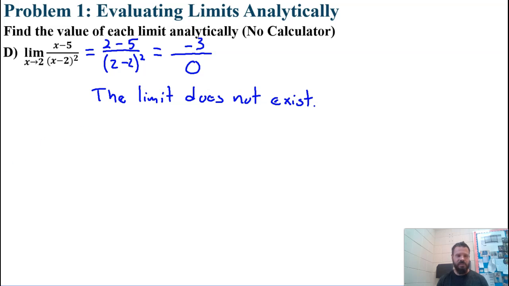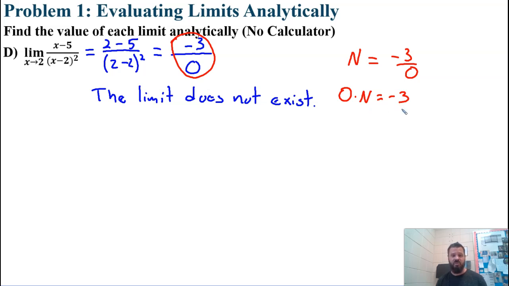Limit does not exist because if I think in terms of this fraction we ended up with here, if we did have the limit equal to some number, negative 3 over 0, and again, let's think about turning that into a multiplication problem. 0 times n equals negative 3. Well, again, we know that 0 times anything is 0. There's no such number that when I multiply by 0, I could get a negative 3. That's why we'd say something like this is undefined. In the case of the limit, does not exist.